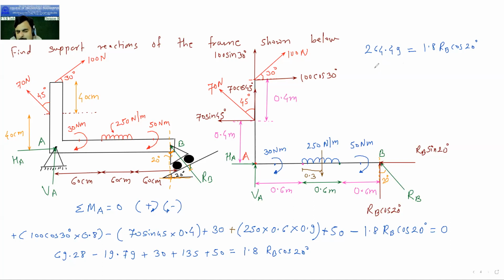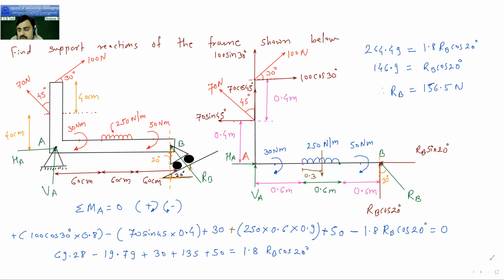What is the answer? 146.9. 146.9 is equal to RB cos 20. Now again divide it by cos 20. So RB is equal to 146.9 divided by cos 20, which is 156.52. So 156.5 Newton. This is the RB.